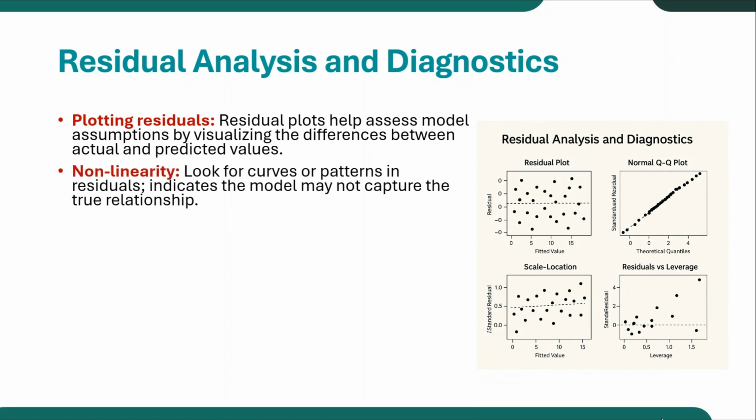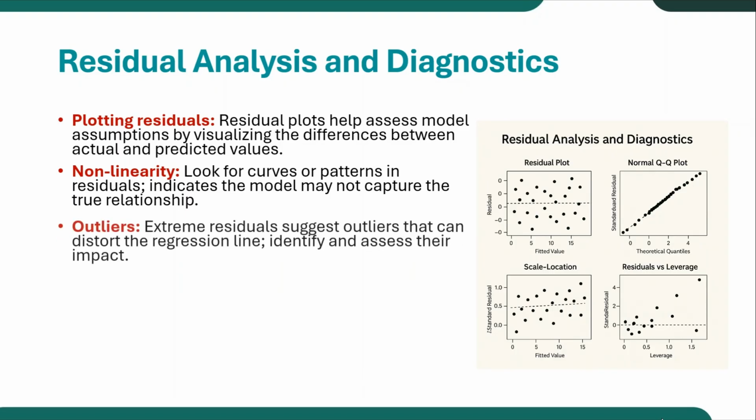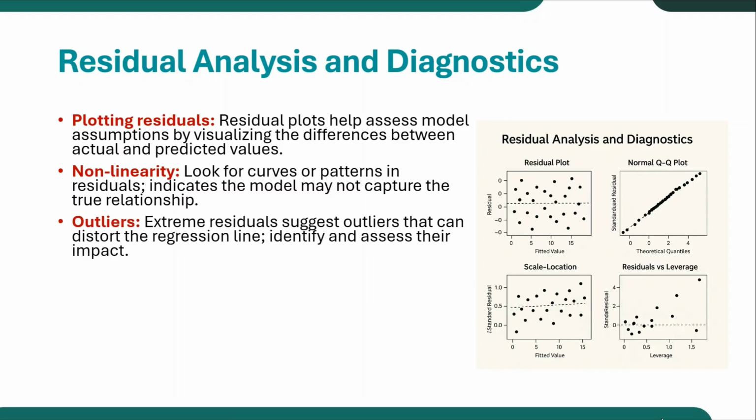Nonlinearity. If the residuals show a curved pattern, it means the model may not be capturing the true relationship. A linear model may not be suitable, and we may need to consider polynomial regression or another approach. Outliers. Outliers appear as extreme points on the residual plot. They can distort the regression line and mislead our interpretation, so we must assess whether to keep or remove them.